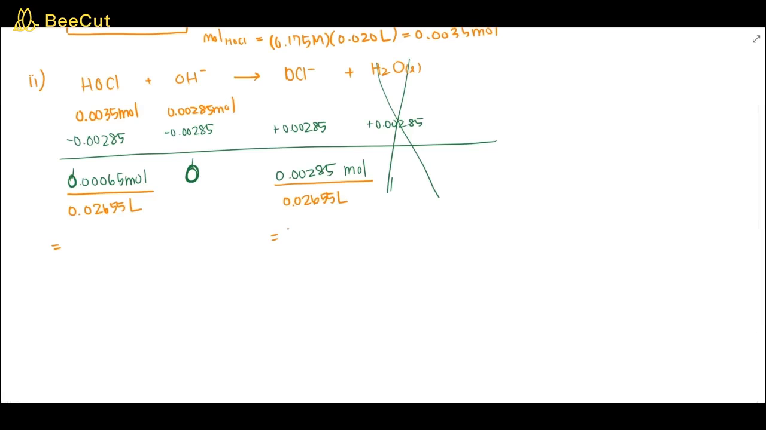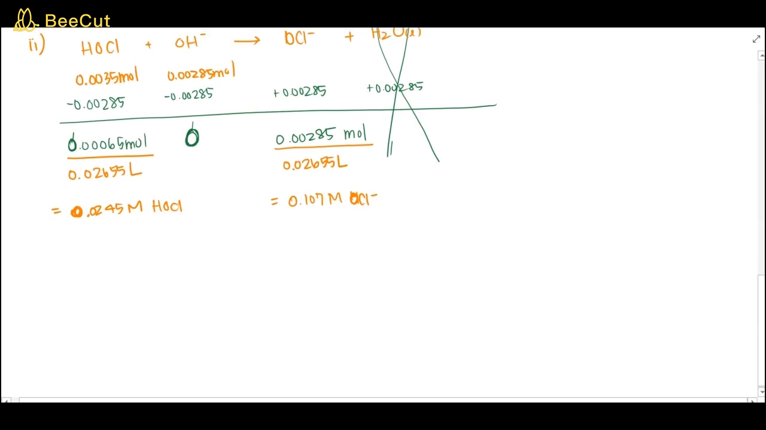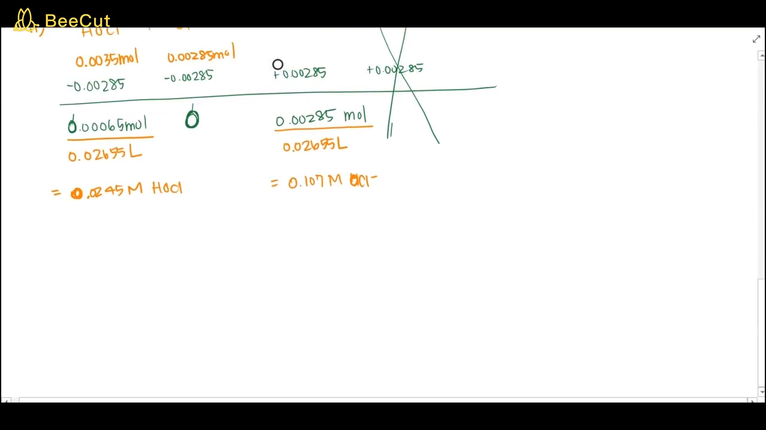So if you do the calculations, I end up with 0.0245 molarity of HOCl, and I end up with 0.107 molarity of OCl minus. So these are my new molarities. Now that I have my new molarities, I can go back and figure out how much HOCl actually naturally likes to dissociate in water.